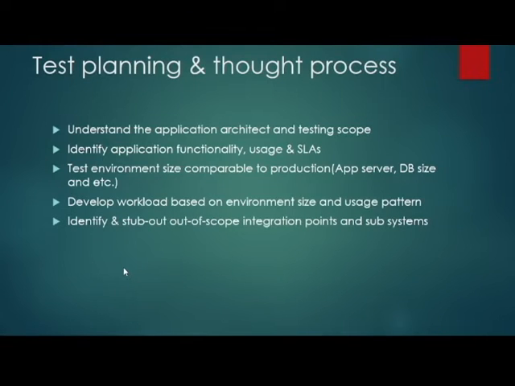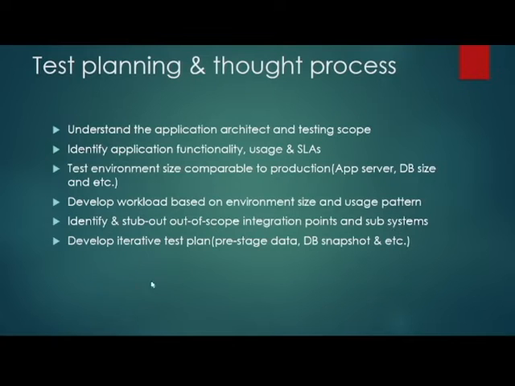Identify and stub out of scope integration points and subsystems. So when you are testing a system or an application, there are going to be some integration points with other systems or applications, and those applications may not be adequately sized to sustain the load we are going to generate. So we need to figure out how to stub them out, because they will be your bottleneck. If your system is depending on that subsystem, and that subsystem is not adequate to handle the load, you won't be able to push the full load through, and that is going to be a bottleneck.